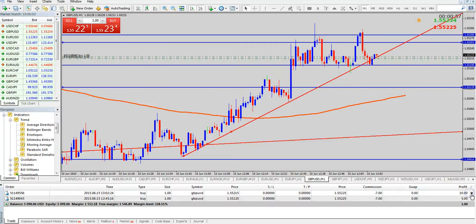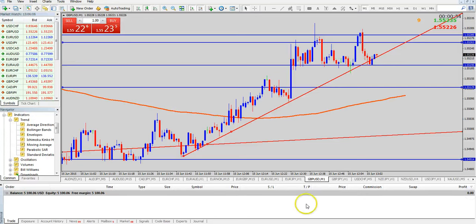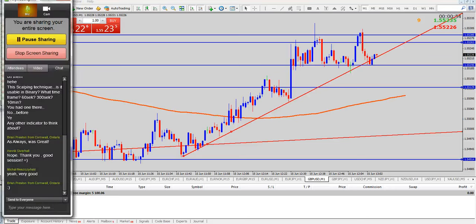All right, so we're going to close out these trades. And so we ended our session up $100 in 1 hour. $100 in 1 hour. That's not bad. $100 per hour. Oh, that's good. That's good pay.